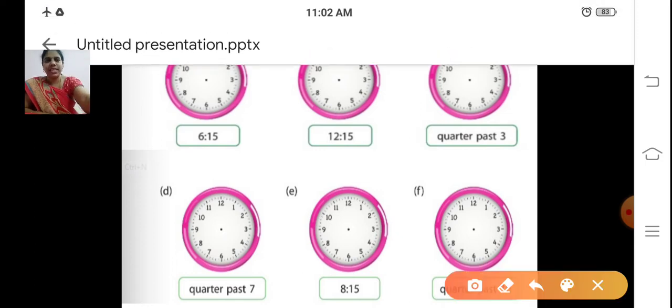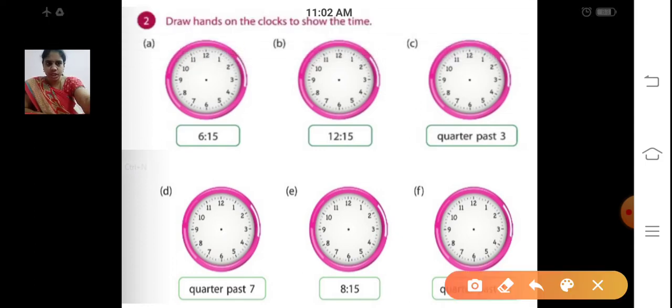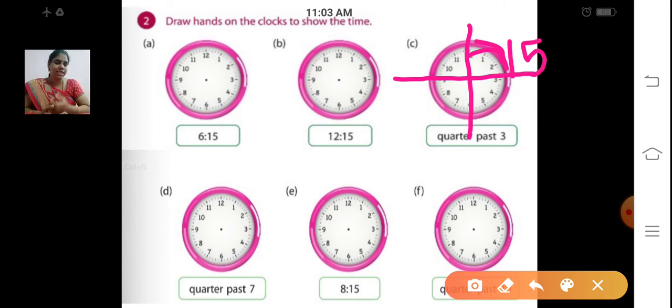Just see, this is one full round of the clock, and this is half of that, right? Again, I'm just cutting. So this part is called a quarter. Quarter is 15, quarter means 15 minutes. One full round, if we divide that into two halves, that is half. And again you cut that. So this first part is called quarter past.